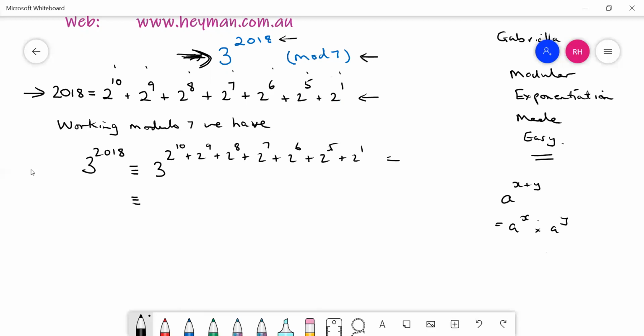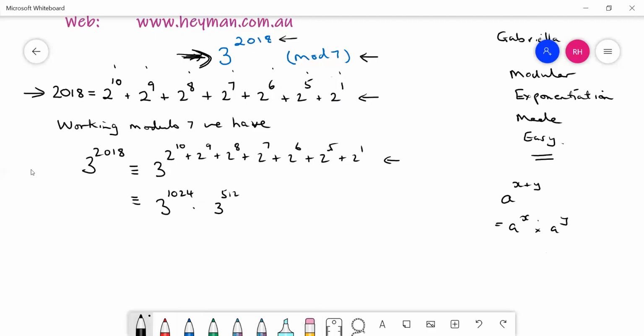This is exactly the sort of situation here, where instead of x and y, we've got 2 to the 10 plus 2 to the 9, dot, dot, dot, plus 2 to the 1. So this is equivalent to 3 to the power of 2 to the 10, which is actually, maybe I should write this now, 1024, plus 3 to the power of 512. Oh, sorry, times. That's the point I was making.